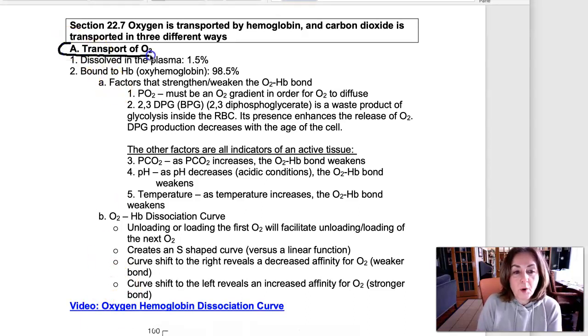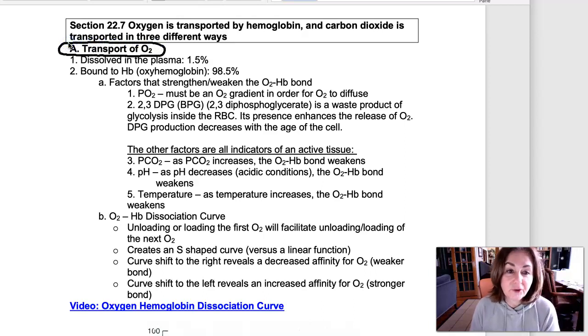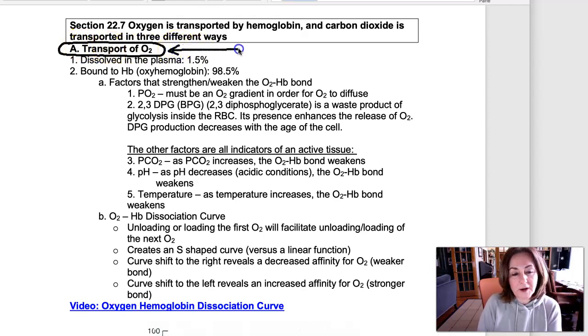In other words, once oxygen enters into the blood, let's say, during external respiration, or exits the blood during internal respiration or unloads from the blood into the tissue, how is it traveling in the blood? Where is oxygen in the blood? That's what the transport of oxygen discussion is all about.